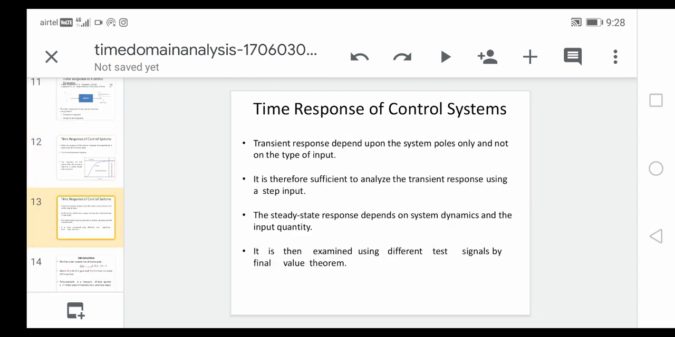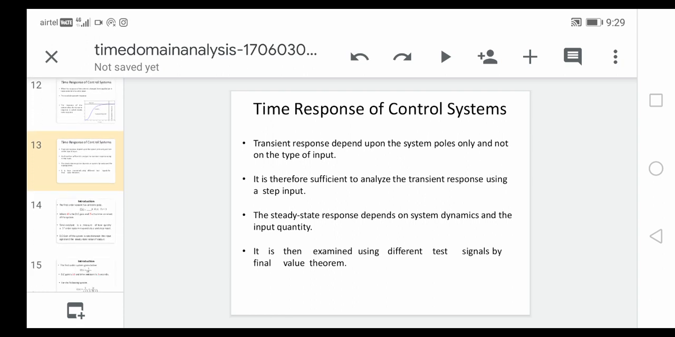Now, the transient response depends upon the system poles only and not on the type of the input. The characteristics of the transient response we will discuss in this lecture. The transient response depends upon how many poles there are and where they are located. It is therefore sufficient to analyze what happens when we give a step input and a parabolic input, and we need to examine all those things.